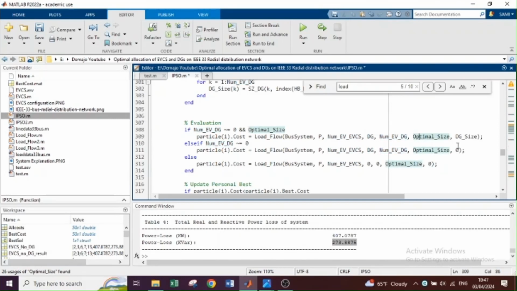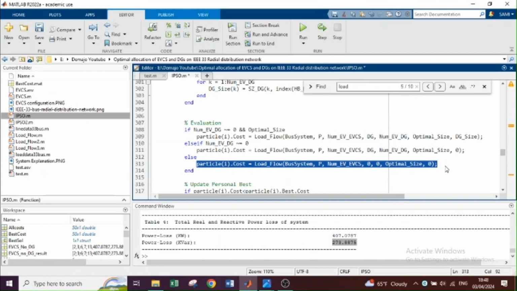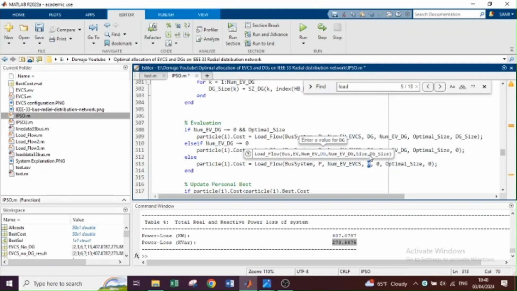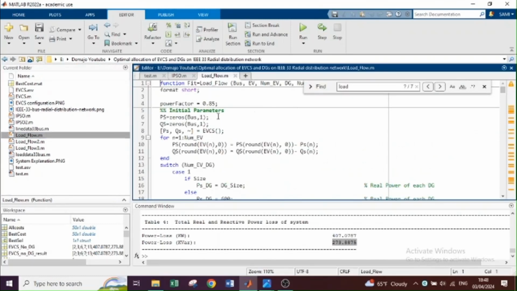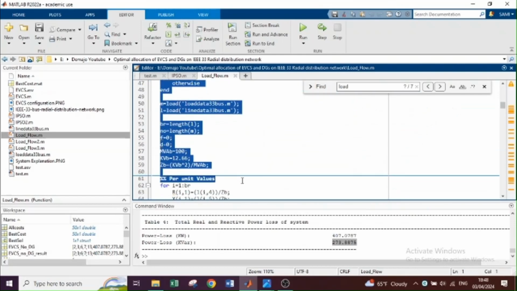The DG and number of DGs used in the system are the fourth and fifth parameters. Optimal size determines whether we want to have an optimal size or constant size for DGs, and DG size basically gives the information of the size of DGs. Because we don't have DGs right now in this code, our system is just considering the 5 locations for EV charging stations and determining the locations for them. So as you can see, the DG size and DG locations are set to 0 in this case.